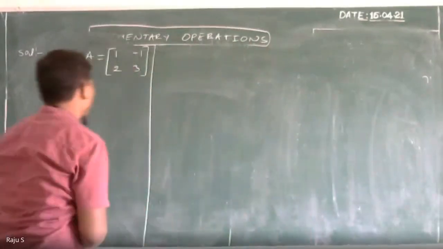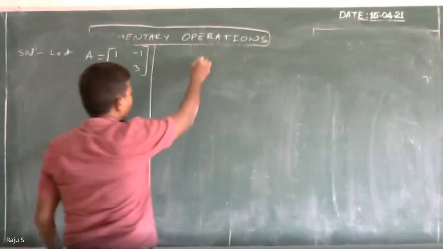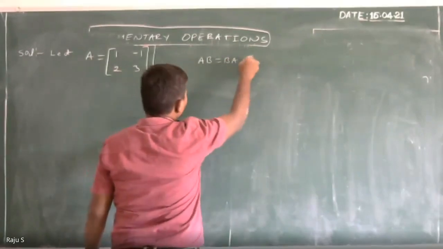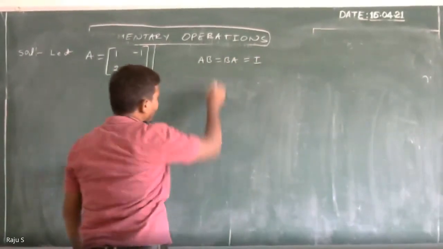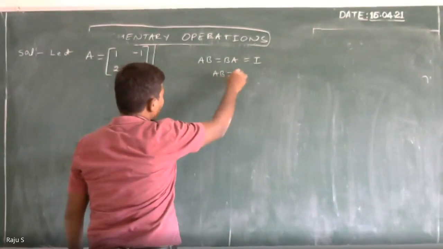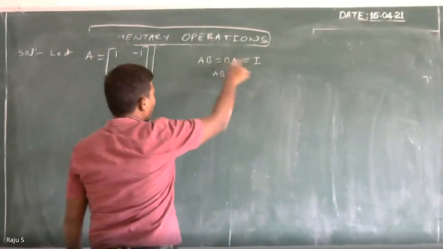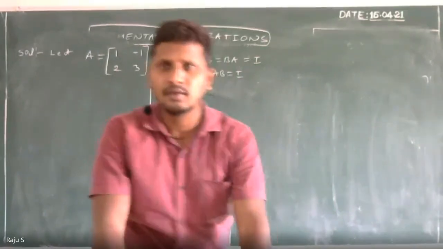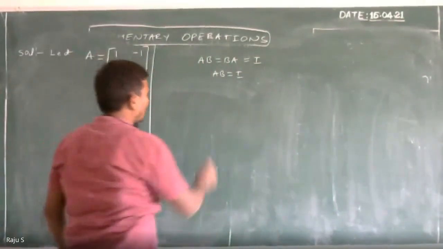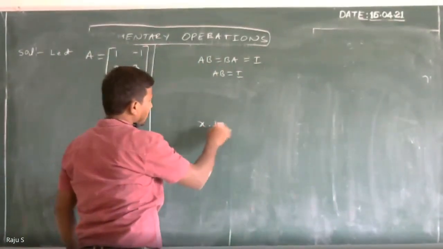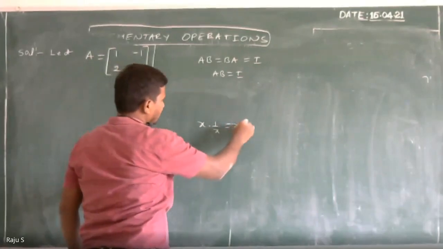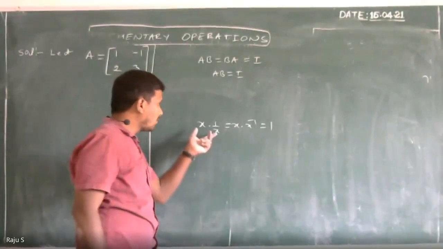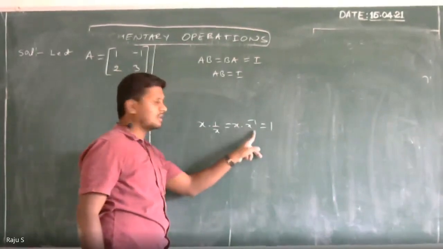Look here. We know that there is a property: AB is equal to BA is equal to I. So for both matrices, AB is equal to I and BA is equal to I. Then what about A and B? For example, x into 1 by x, that is nothing but x into x inverse is equal to 1. Then what about this x and x inverse?